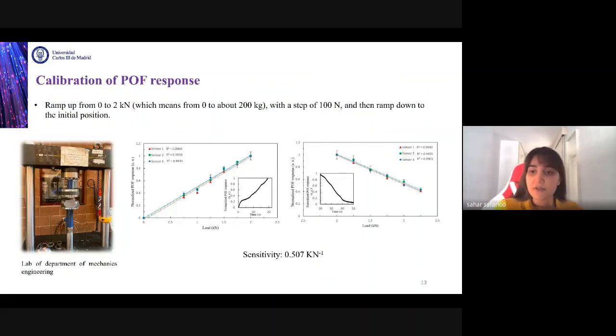For the calibration, we use the universal testing machine to apply force from 0 to 2 kilonewtons with a step of 100 newtons. These figures show the normalized PUF response versus load for 3 sensors of different diameters, 1, 2, and 3 centimeters respectively. The fiber response is linear over this large pressure range, and the sensitivity is equal to 0.507 kilonewtons to the -1.